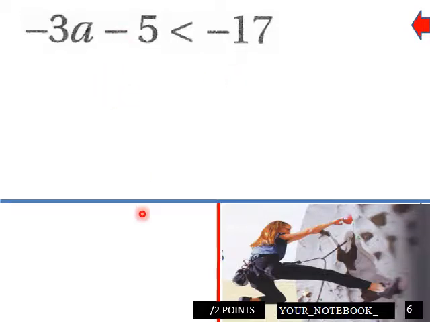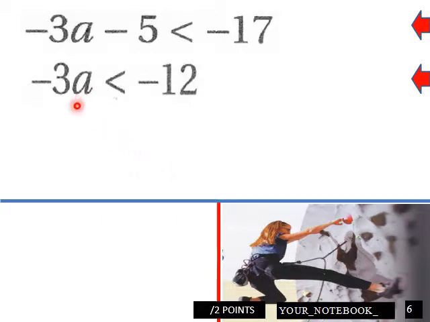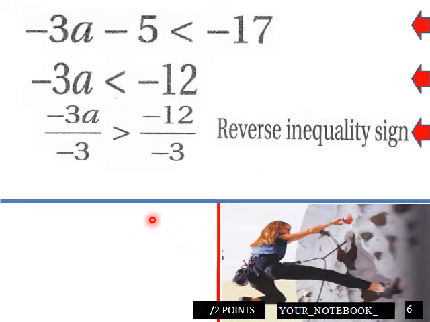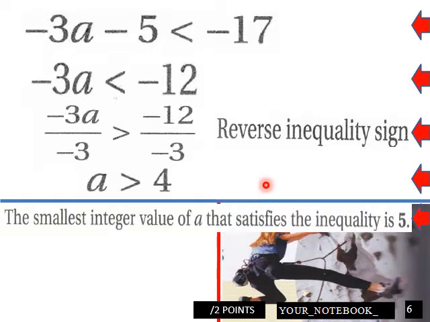We move this over here. Then we have negative 3a over negative 3 is greater than negative 12 over negative 3. We're dividing through by negative 3, so it changes the direction of the sign here. Reverse the inequality sign, then a is greater than 4. The smallest integer value of a that satisfies the inequality is 5. Since a is greater than 4, the next integer would be 5. In this case, this is in your notebook, page 6 of your notebook.